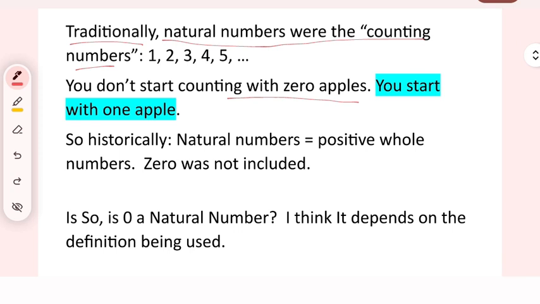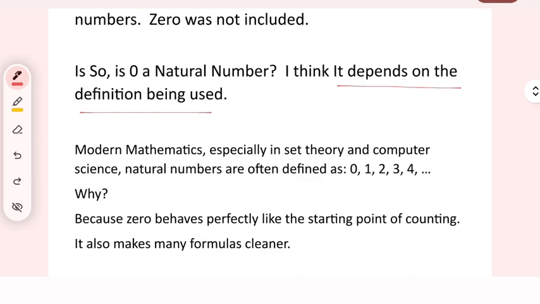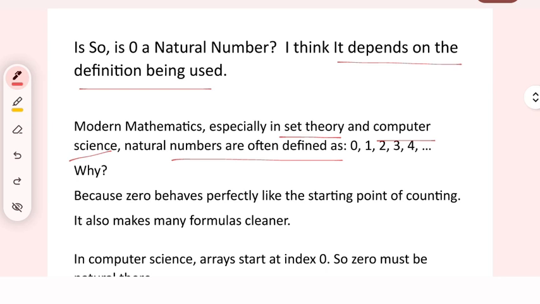But actually that depends on how you define it. When someone asks you, is 0 a natural number, your safest answer could be, it depends on the definition that's being used. Because in modern mathematics, especially if you are in set theory or computer science, natural numbers are often defined as 0, 1, 2, 3, 4.